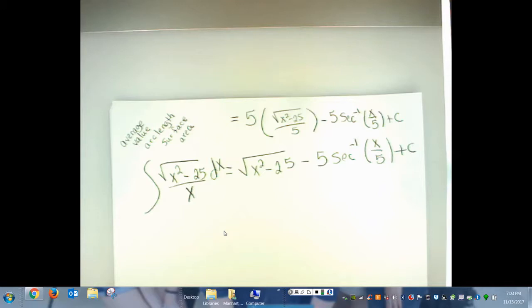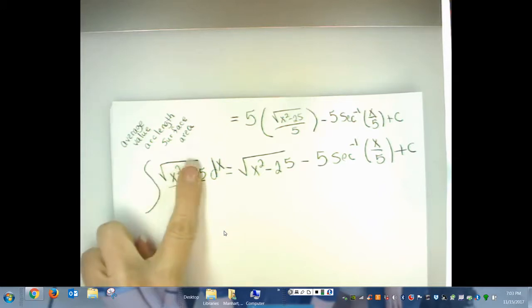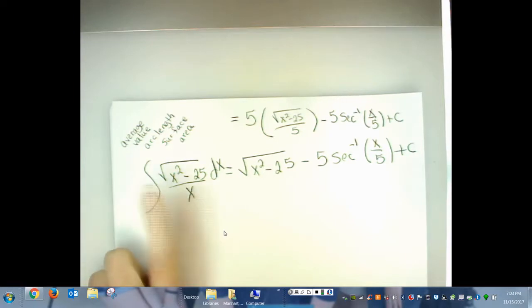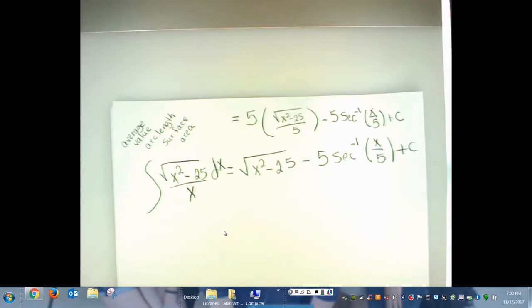I don't focus on those too much, but just do please know that you can always have these problems, and when you go to set them up, you need to use these new methods of integration, like integration by parts, trig integrals, trig substitution, and finally partial fraction decomposition. So the final answer is the square root of x squared minus 25 minus 5 inverse secant of x over 5 plus c.